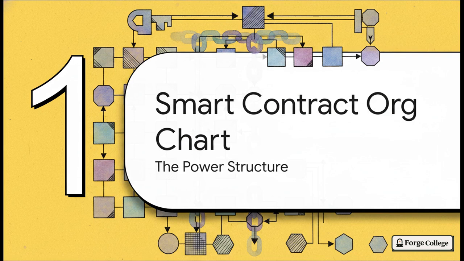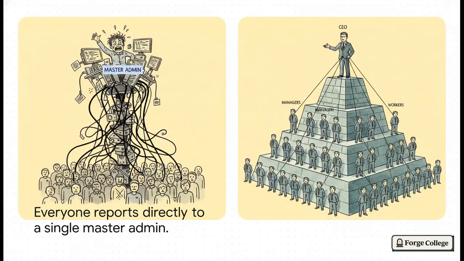Before we start slinging any code, we really need to know what our hierarchy actually looks like. Now there's a huge difference in power dynamics here. Take a look at the flat role model on the left. It's just a simple mapping where absolutely everyone reports directly to one single master admin. Sure, it's super easy to build, but man, it is a massive single point of failure.